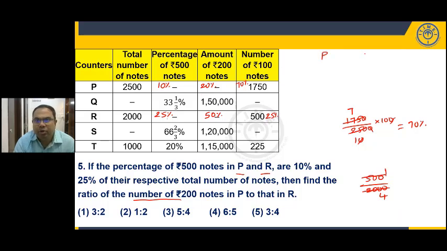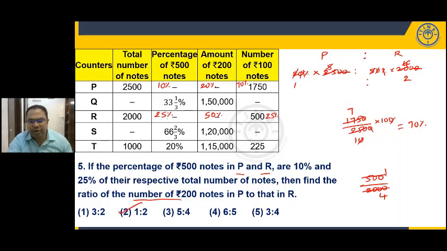So 200 rupee note ratio in P is to R. In P, 20% are 200 rupee notes, 20% of 2500 total notes, or 50%, 50% of 2000. I'm not even calculating these percentage values. 2 zeros cancel. Right? So 5 goes 5 times, 5 goes 4 times. I got 2:4, 2 ones, 2 twos. So ratio has to be 1:2.